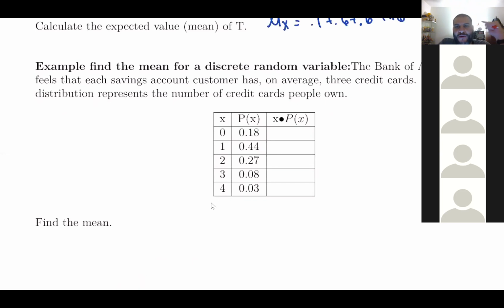All right. So we're going to go ahead and just get the multiplication. So if I do 0 times 0.18, what will that give me? Well, does it make sense that when I do 0 times 0.18 it gives me 0? Yes, no, maybe. Well, why does it make sense?